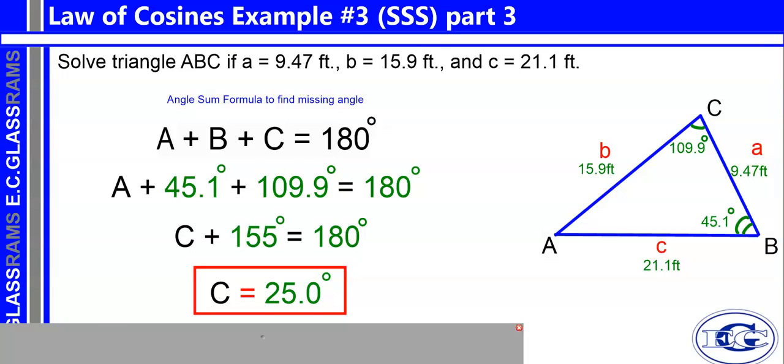And there you go, ladies and gentlemen. That is how you apply the law of cosines.